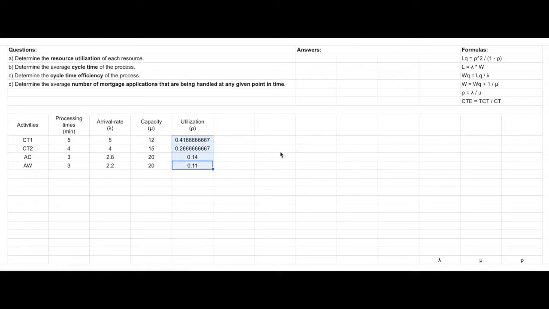We can also see that the resource utilization for each of the resources is below 1. And this is important. It shows that the system is stable and the formulae like the M/M/1 and Little's law are applicable at all. So the answer is C column, utilization.